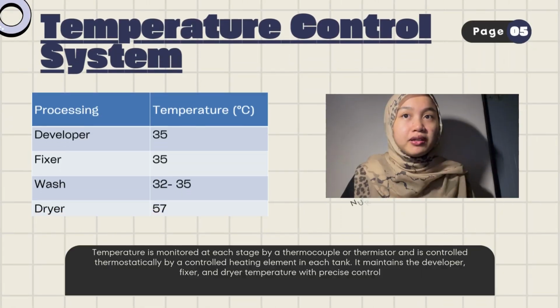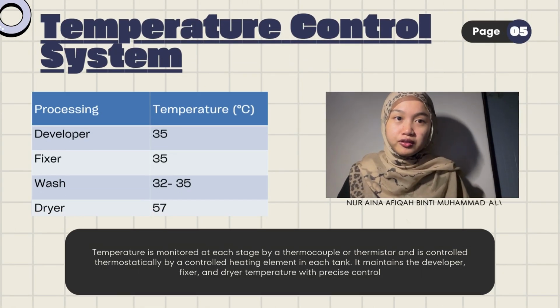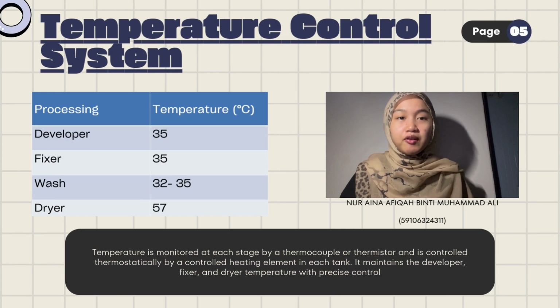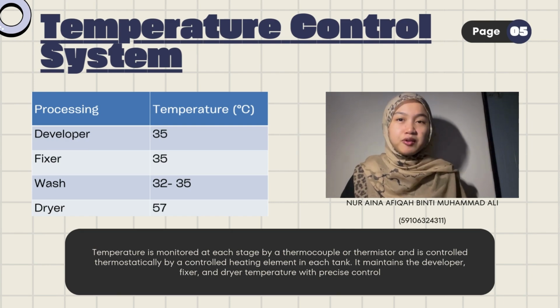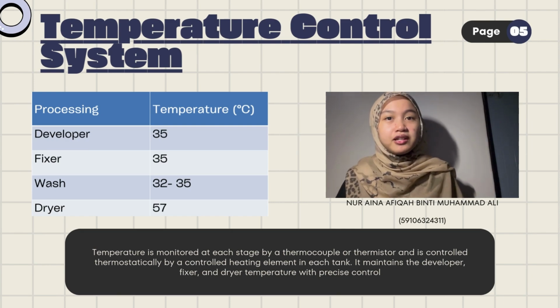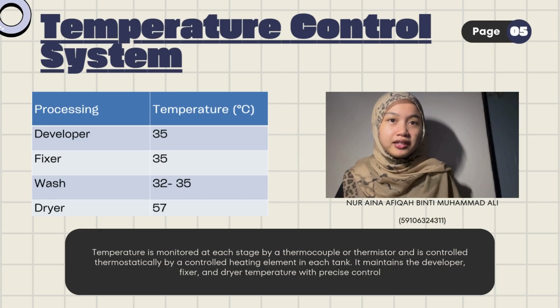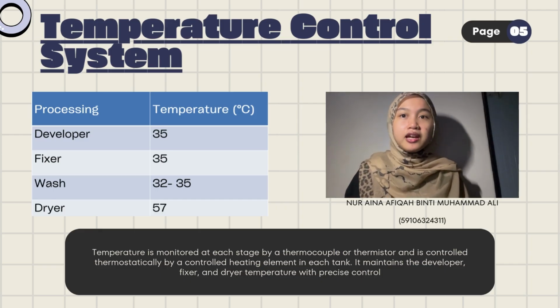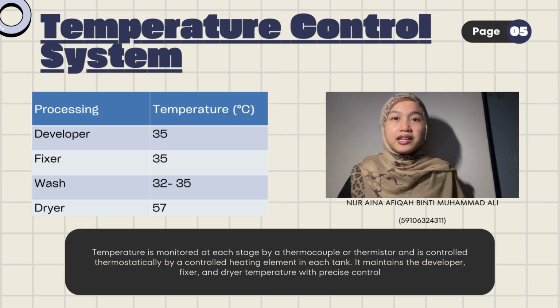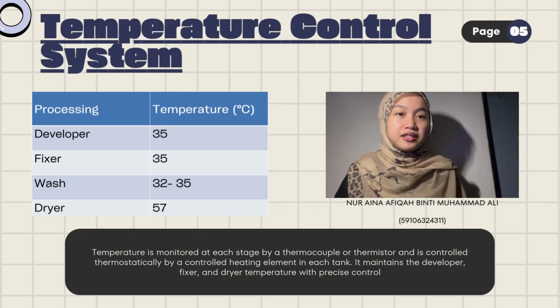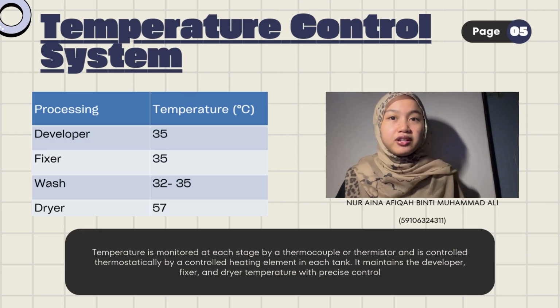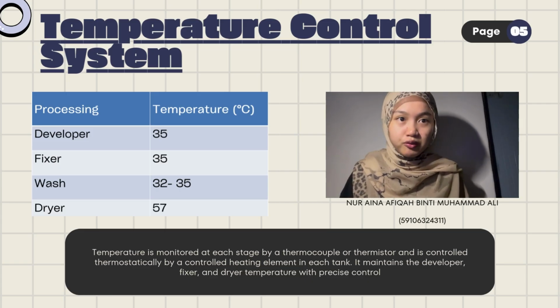Now, there's not much to say about the temperature control system. However, the system is monitored at each stage by a thermocouple or thermistor and is controlled thermostatically by a controlled heating element in each tank. It maintains the developer, fixer, and dryer temperature with precise control.